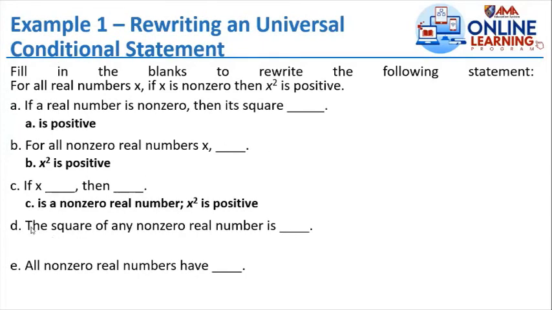Okay. How about for letter D? The square of any non-zero real number is blank. So this is very simple. The square of any non-zero real number is positive. Yes, positive. So that's correct.